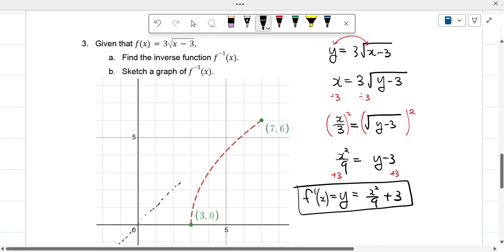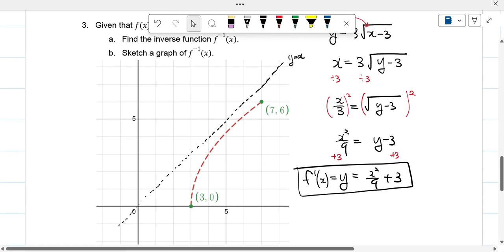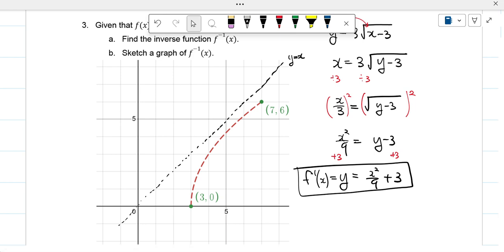So in order to graph the inverse of a function, we need to draw the line y equals x. That is a diagonal line going from the bottom left to the top right. That y equals x is a line of reflection. I will reflect my original graph onto the y equals x.